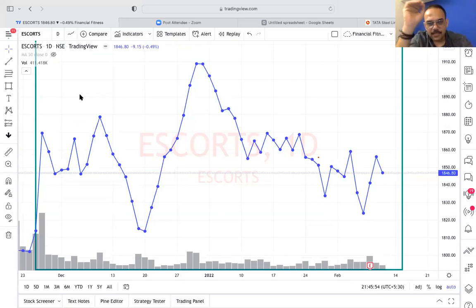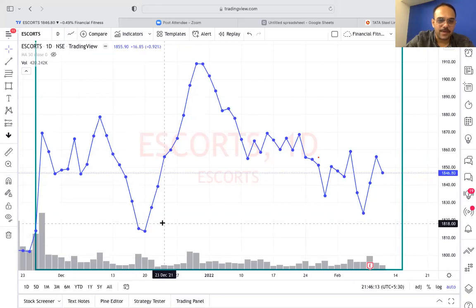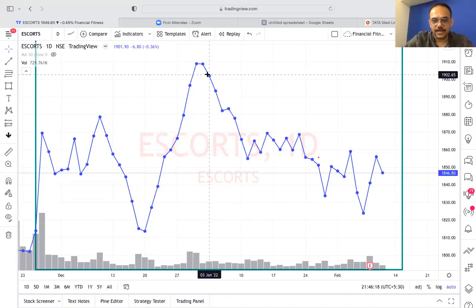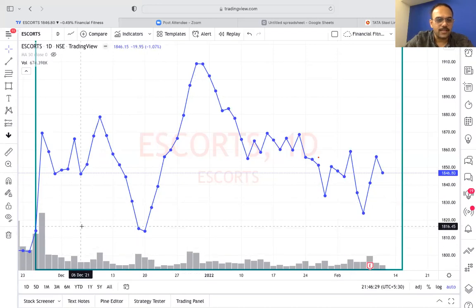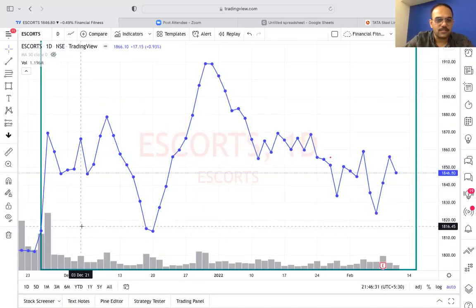What will happen if you are that rich person and you are accumulating? Where will you buy more: when the price has gone up to the highest point, or when it is coming down to the lowest point? If you are a buyer, you will buy at a lower price, correct?